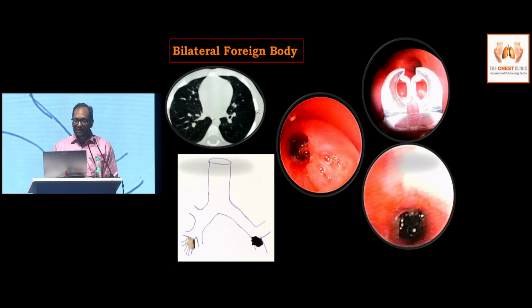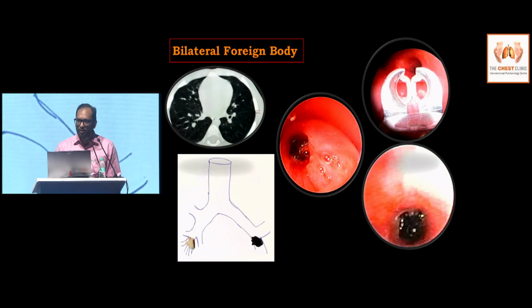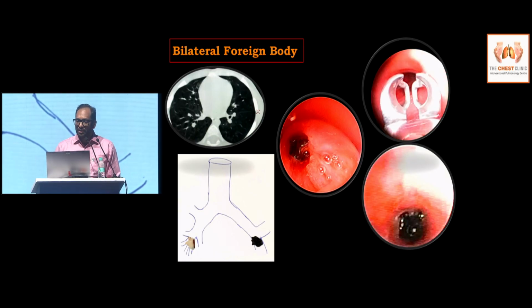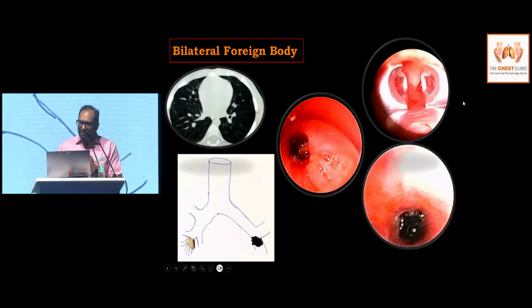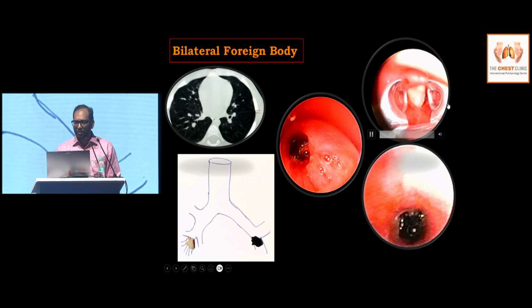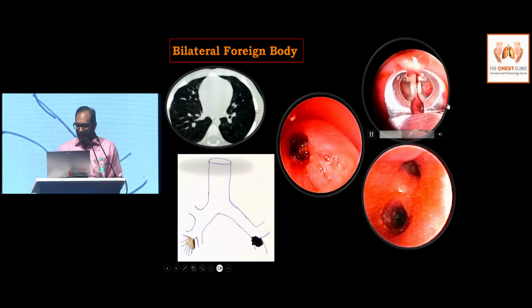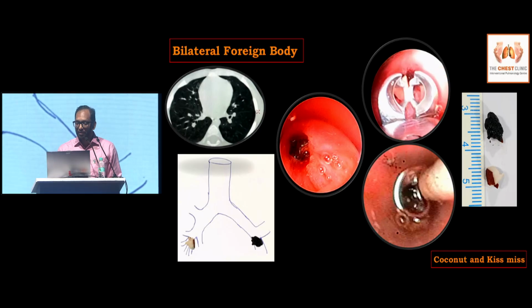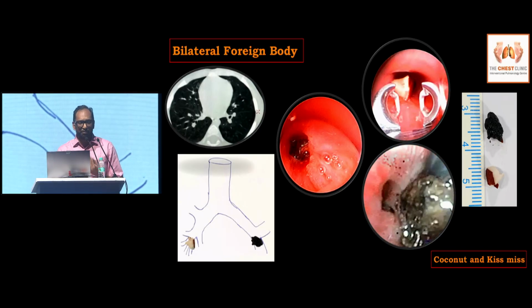While retrieving the right foreign body, I inadvertently pushed it inside. It was a greater help for me. Once I pushed it inside, I was able to ventilate the child much better. I was able to retrieve the right main intermediate bronchus foreign body with an optical forceps. And the left main bronchus foreign body, I had to retrieve with a balloon.